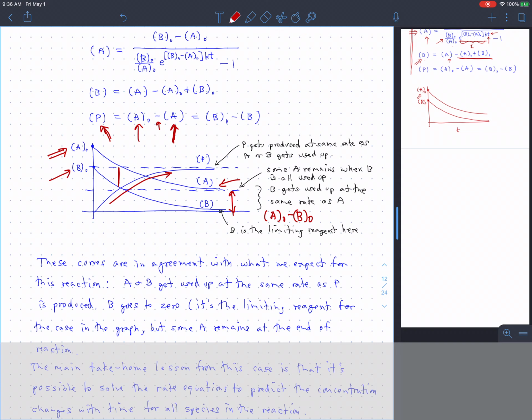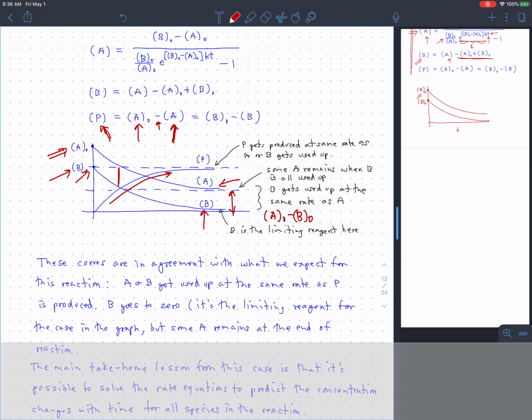And so as time goes to infinity, A doesn't go to 0, it goes to some constant amount, which is the excess that it started with. On the other hand, B does go to 0, at least in this case where we started with less B than A. I mean, you could reverse the two, right? You could have started with more B than A, and then everything would be reversed.